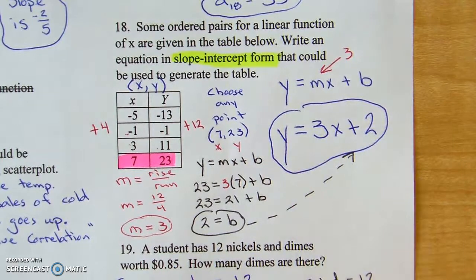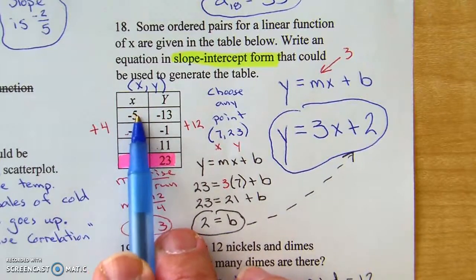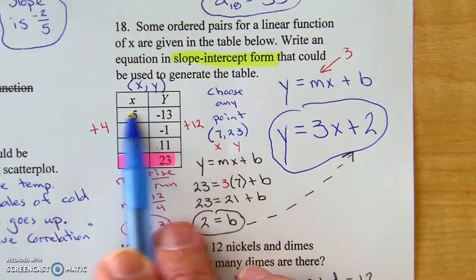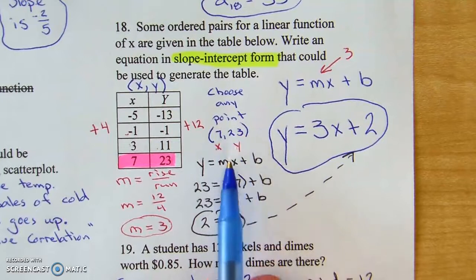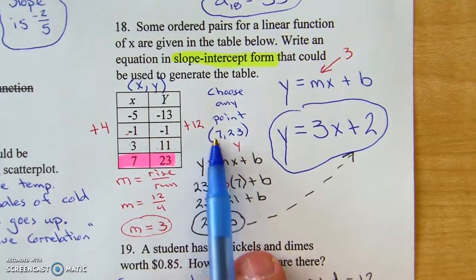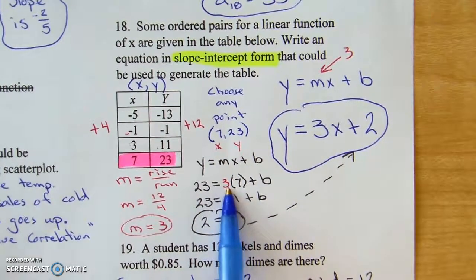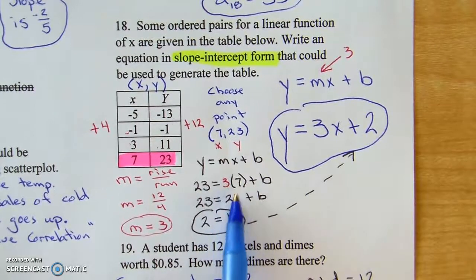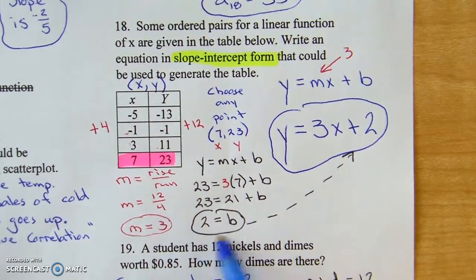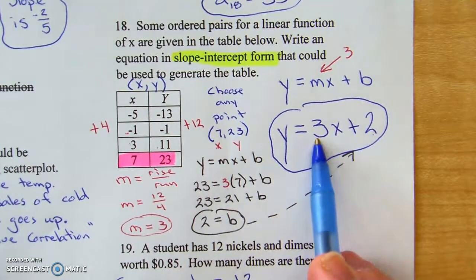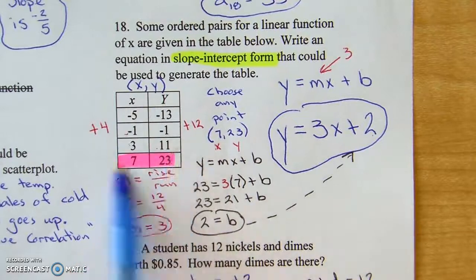So here's where you just kind of have to trust that you can choose any of these 4 points. Just make sure if you choose -5, you choose -13. It has to be 2 that go together. So choose any point. I chose 7, 23, and then we're going to plug in the 7 and the 23 into y equals mx plus b. We're also going to plug in the slope, because we already figured out that was a 3. So 3 times 7 is 21. Subtract that 21 from the other side, and we have our b. So I plugged it in. So my slope was 3, my y-intercept is 2. That's the equation for the line that has all of those points.